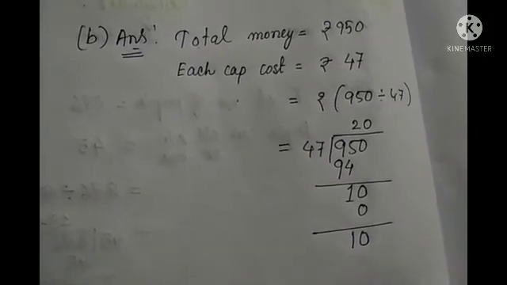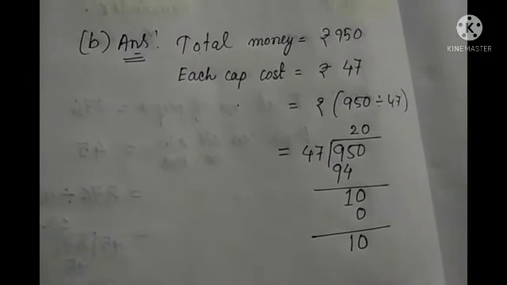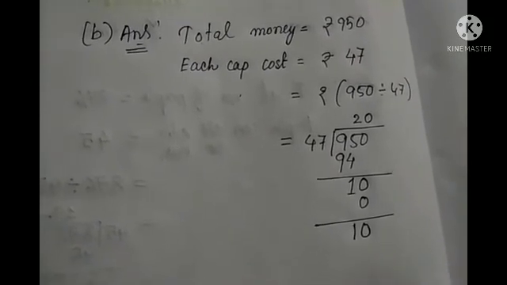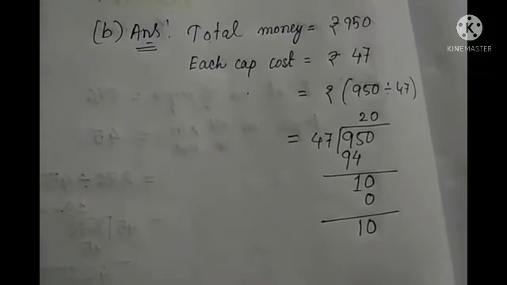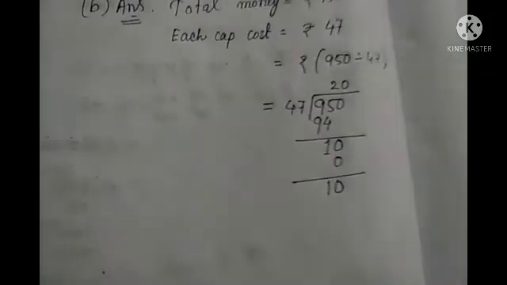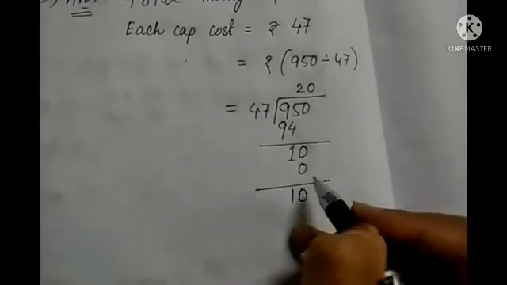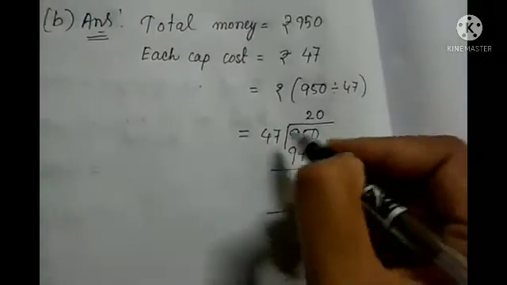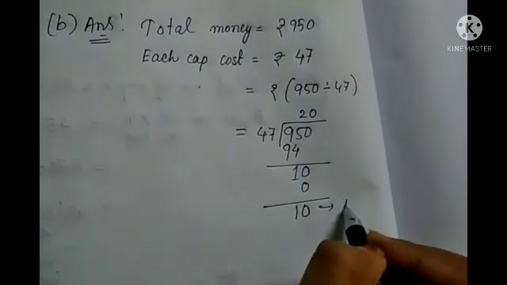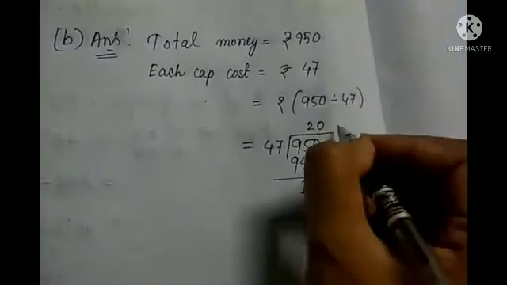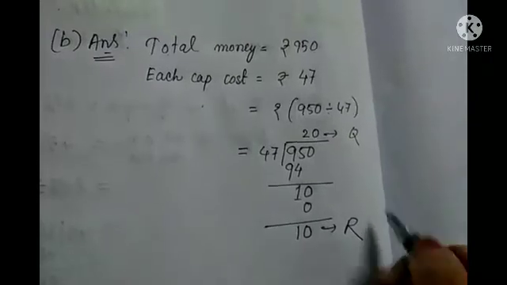But the one's place cannot be empty, right students? I already told you about this. That is why we put 0, and if we multiply anything with 0, we get 0. That is why you can see I have written 0 here, one more 0 here. Why have I written this? Because 0 into 47 will be 0, right? So the remainder we are getting is 10, and our quotient is 20.